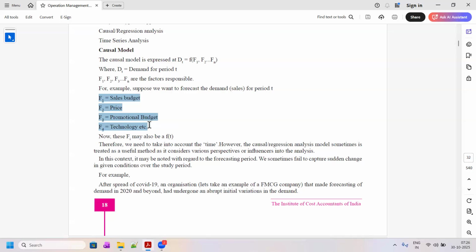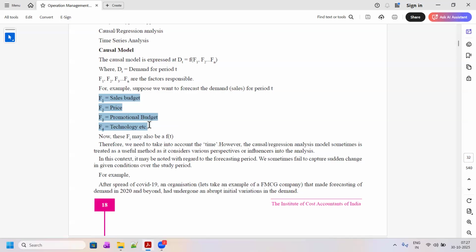That has to be worked on in the form of some mathematical formula, and then only it will help us to predict the future demand. For example, like I have already given the example that when the price becomes more, sales will come down. When advertising increases, the sales will go up. When new technologies are added, then sales will go up.